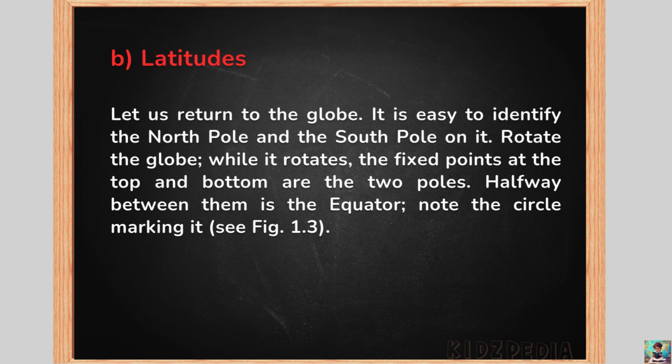Latitudes, that is, written on the globe. It is easy to identify the North Pole and the South Pole on it. Rotate the globe. While it rotates, the fixed points at the top and the bottom are the 2 poles. Halfway between them is the equator. Note the circle marking it, figure 1.3.